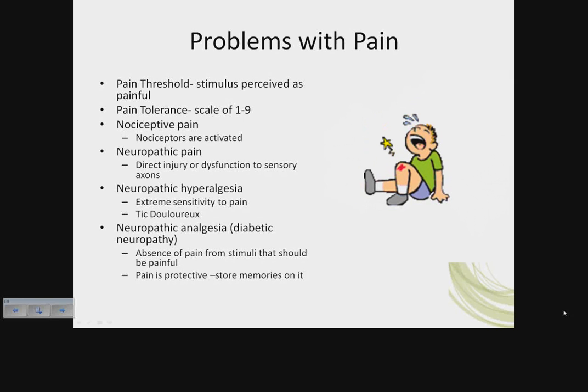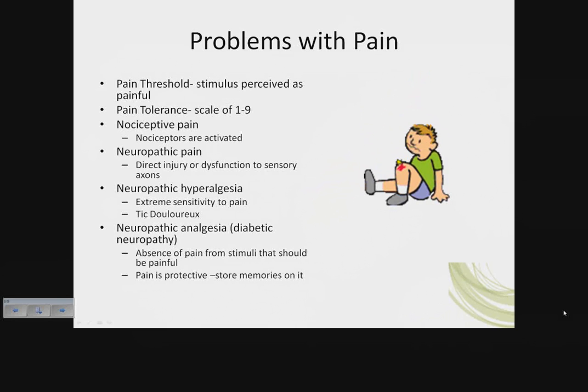When they first did these studies, it was actually on military personnel. And since then, in a clinical setting, well, we just round up to a scale of 1 to 10. We can further break down pain as nociceptive pain, where the nociceptors are aberrantly activated, or neuropathic pain, or neuropathy. And this can result from either direct injury to neurons or dysfunction of sensory neurons, specifically the axons.